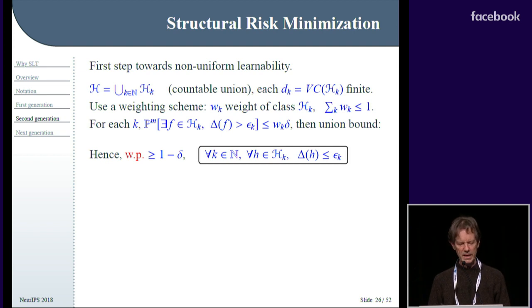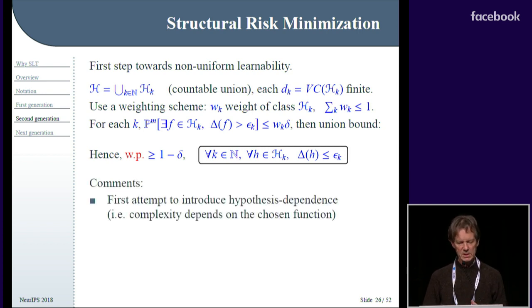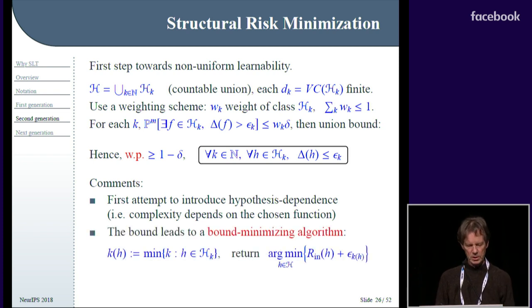What we have is the fact that with probability 1 minus delta, for all of the classes and for all of the functions in each class, the gap is bounded, but the gap is now class dependent. So it's uniform, the same gap for everybody in one class, but it will be different for different classes. This means the gap will be a function of the class within which the actual hypothesis that we've chosen lies. So it's a very simple first attempt to introduce hypothesis dependence. And as I said, the complexity depends on the chosen function.